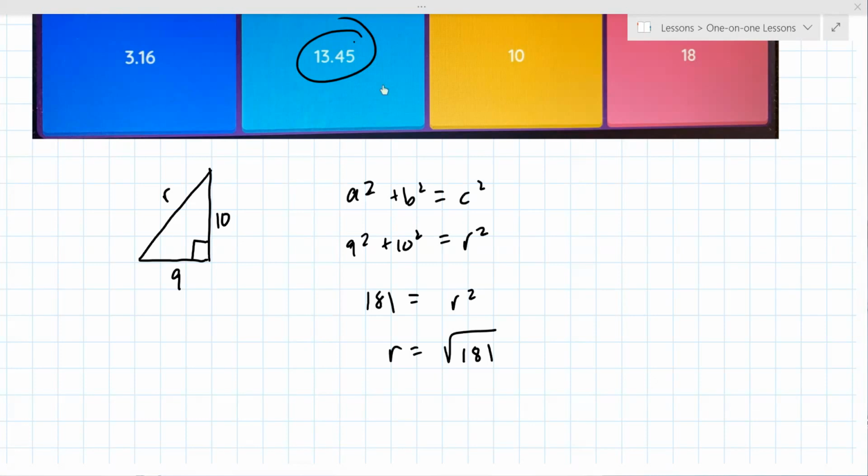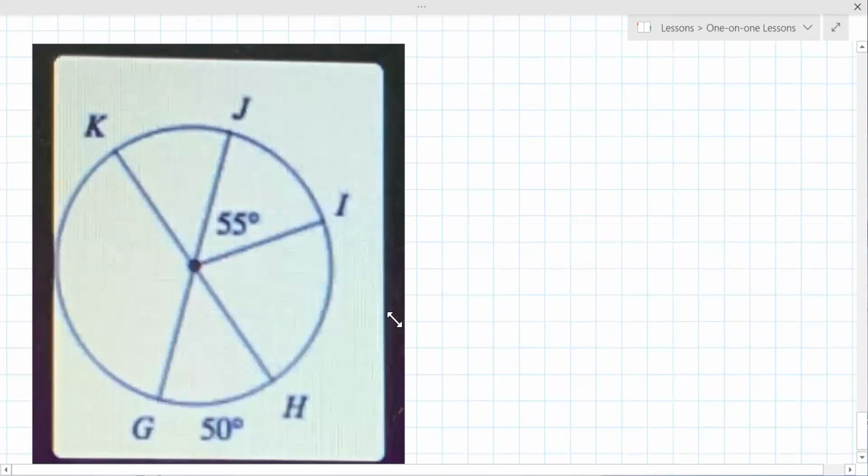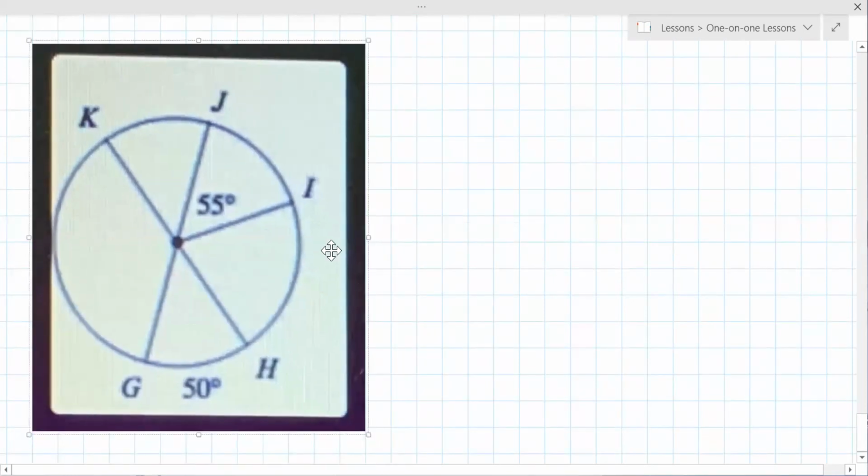I'm going to try something different on this next one. I want to make the image a lot bigger because I don't think I'm doing enough to help you out here on these. So this is the image for the next one, and it wants you to find the measure of arc J to I to H. So whenever it wants the measure, that means the angle.